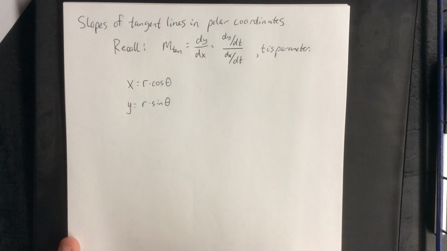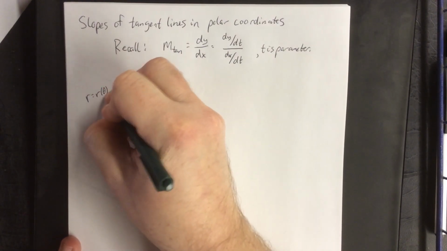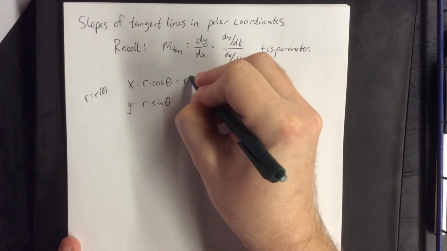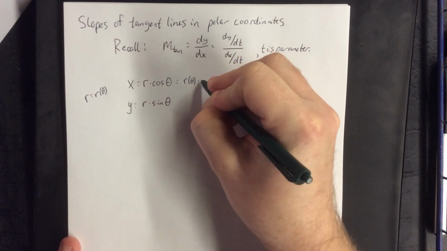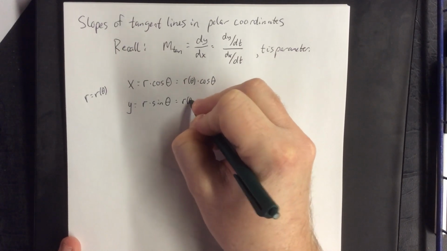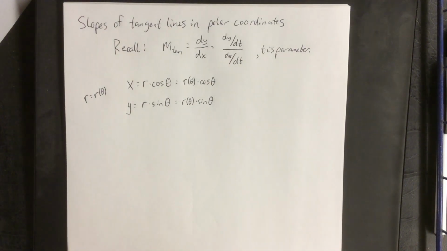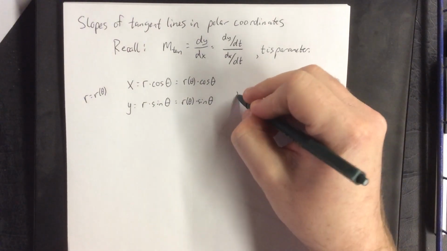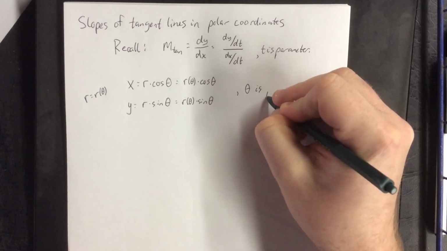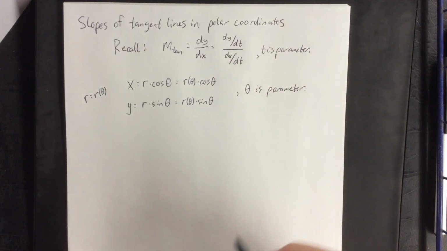But if you're also given r as a function of theta, then really what you're looking at is a function of theta times the cosine of theta and a function of theta times the sine of theta. So what you can do is treat theta as your parameter and differentiate each of these using theta as your parameter.